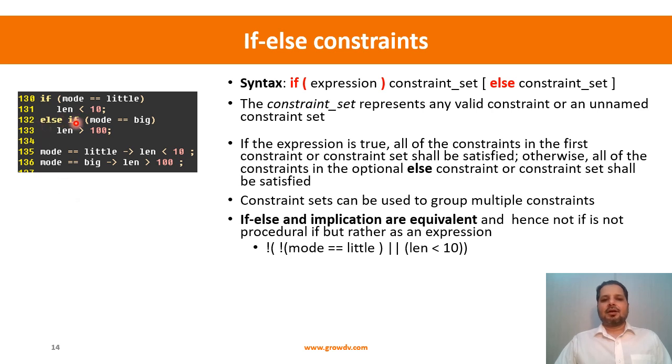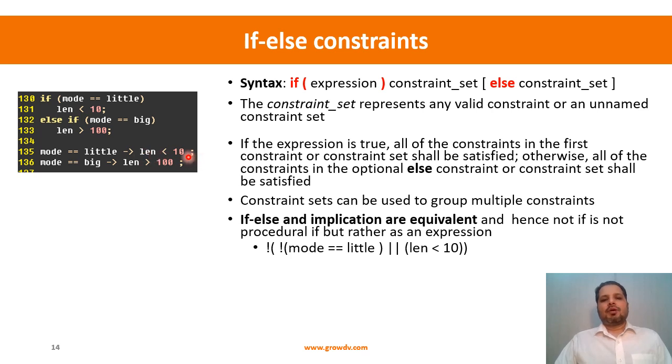You can use else, and you can do if, so that way you can continue a series of else if as well in the if else constraints. And as we have discussed, if else and implications are equivalent, and hence it's not like a procedural execution. What do I mean by it's not a procedural execution? It still evaluates the expression, right? So we have seen the expression for implication. If I look at mode equal to little and then length less than 10, in terms of implication it would have meant mode equal to little implies length less than 10.